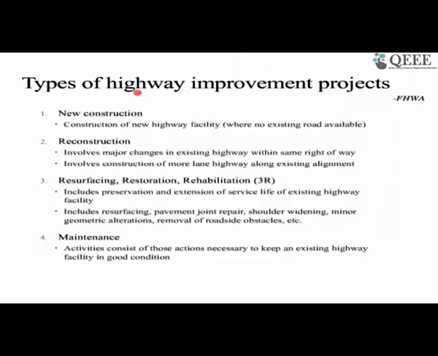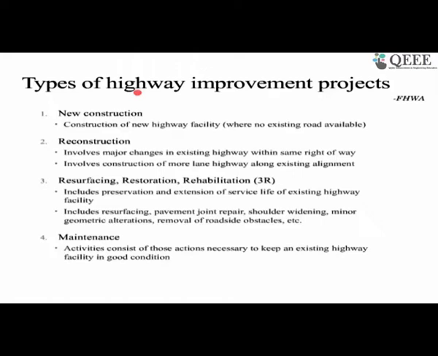If you look into the overall project, then there are various different kinds of projects. So one is the new construction, where you are completely going to design a new highway and you are going to connect and construct a new highway. So this is part of the new construction, where you have to consider all the factors.